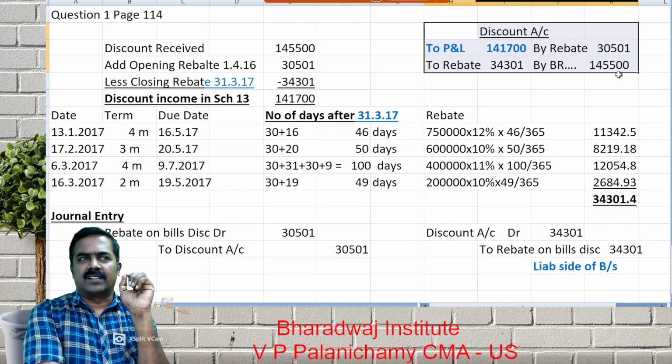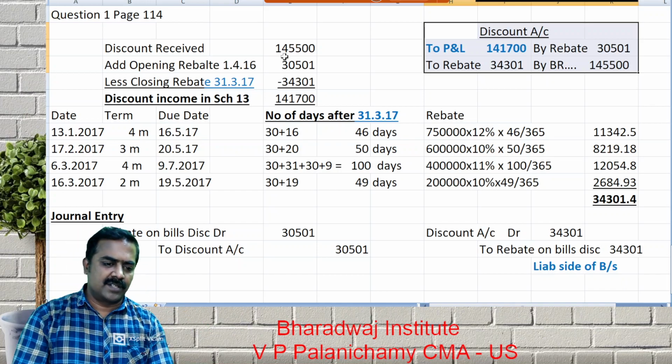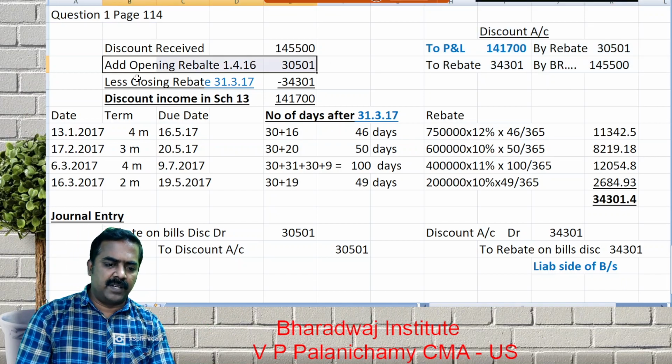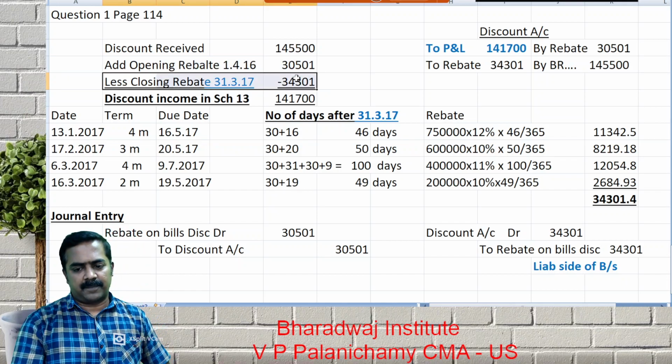Simply, in one line we can say discount is nothing but income received in advance. Opening we add it because it belongs to the current year. Closing we reduce it because it belongs to which year? Next year.